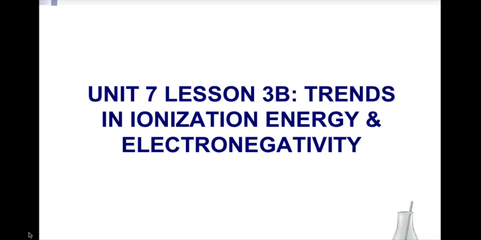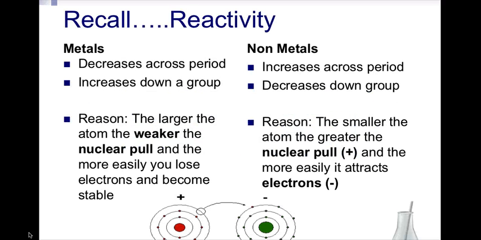Unit 7, Lesson 3B, Trends in Ionization Energy and Electronegativity. Recall that when we talk about reactivity, metals will decrease in reactivity as we go across the period, and they will increase as we go down a group.